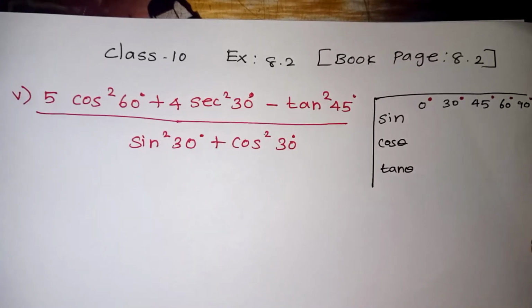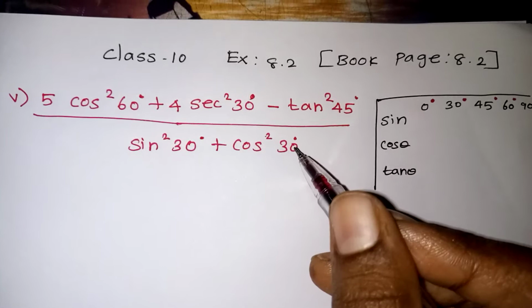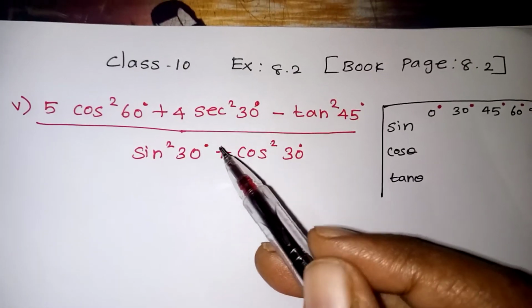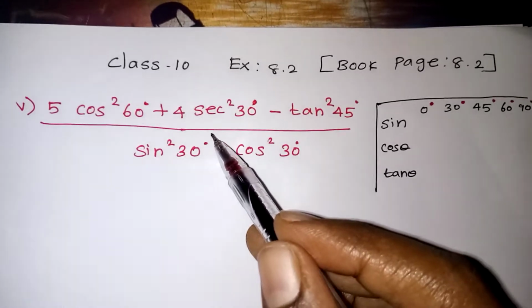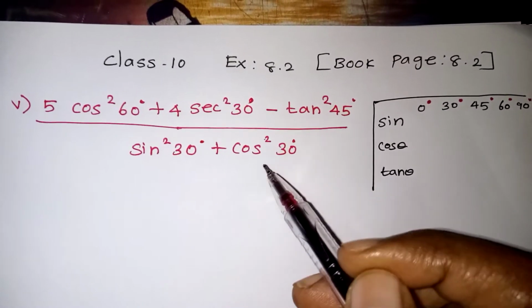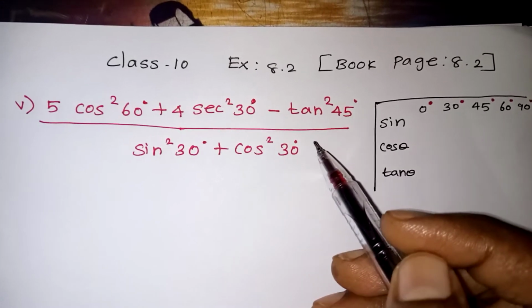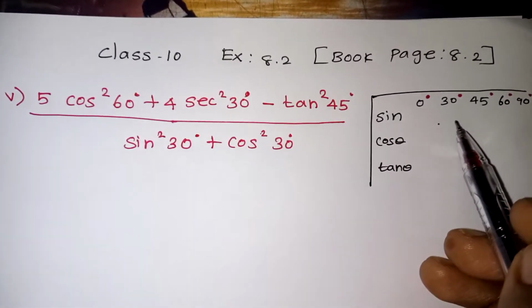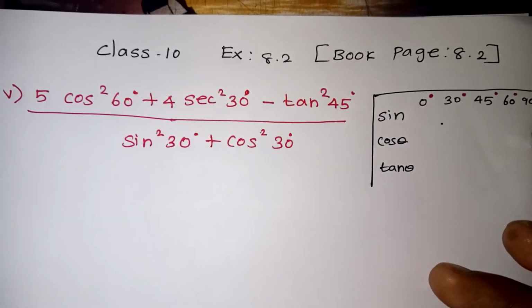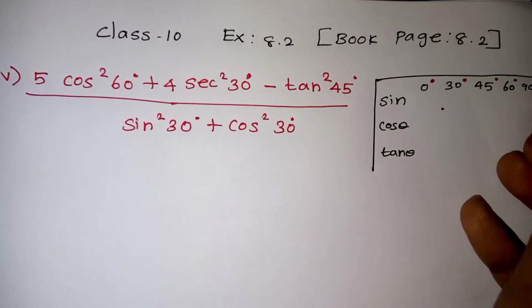Hi students, in this video we are going to learn exercise number 8.2 question number 5. Look at the question: all the angles are special angles. Cosecant, cos squared 60, secant squared 30, tan squared 45, and sin and cos with 30 degrees are given. So all the angles are special angles. Special angles are nothing but 0, 30, 45, 60 and 90. All the angles will have values, but these are some special angles.